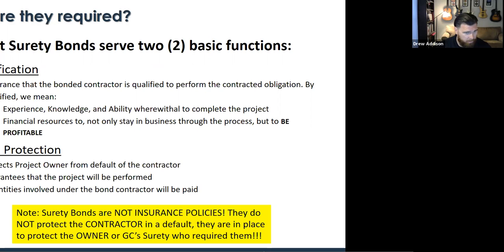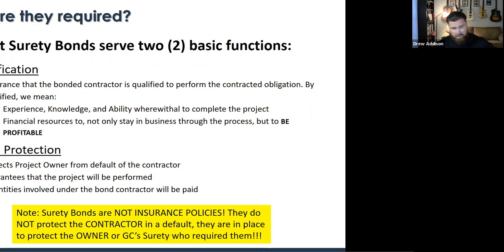What is extremely important, and what's in yellow down there, is to note that surety bonds are not insurance policies. Surety bonds are not put in place to protect you as a contractor who's required to post them. They're there to protect the owner of the project or the GC who is requiring them. A lot of times you may jump into a contract where the general contractor is asking the subcontractors to bond back to them. But the majority of the time, that's not the GC's call. The GC typically has to pay for those premiums, so they would prefer most of the time not to do that. Normally, that comes down from the GC's surety requiring those.